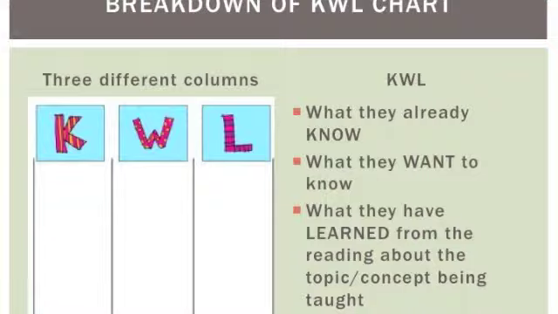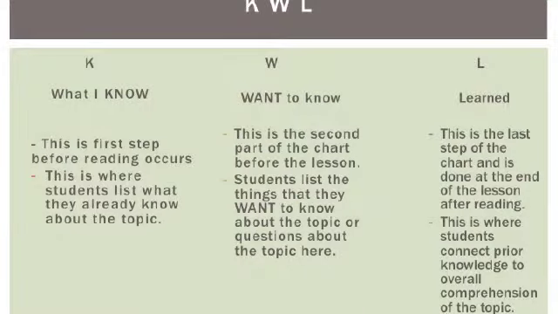The first column is the K or Know column and is where students would share what they already know about the topic or concept being taught. The second column is the W or Want to Know column. This is where the students will write or share what they want to know about the topic or concept. The last and final column is the L or Learned column. This is where the students write or share what they learned from reading about the topic or concept being taught.